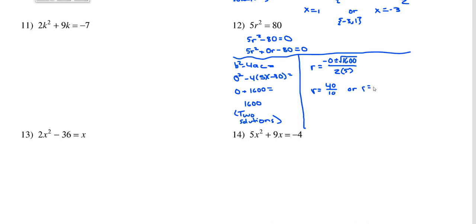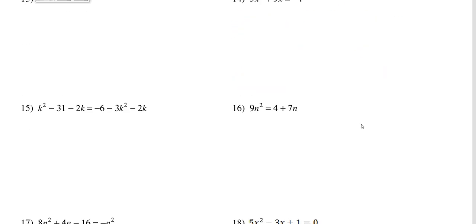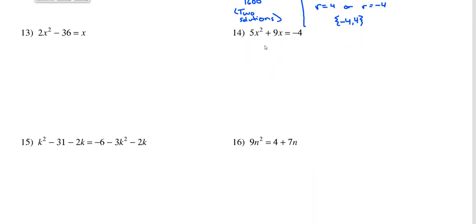All right, 3 more to go here. So number 14, add the 4 to the other side. We get 5x squared plus 9x plus 4 equals 0. Use the discriminant to find how many solutions you have. B squared is 9 squared minus 4 times a times c, 4 times 5 times 4. So I've got 9 squared is 81. There's no negative over here, so it's minus. 4 times 5 is 20. 20 times 4 is 80. And 81 minus 80 is 1. So since that's positive, I will have two solutions.